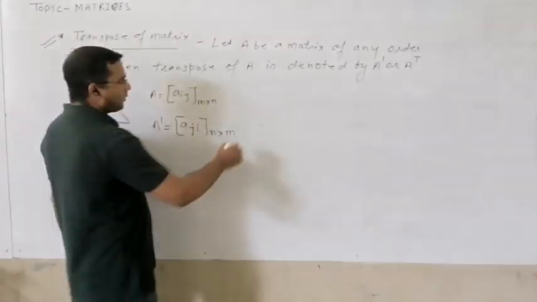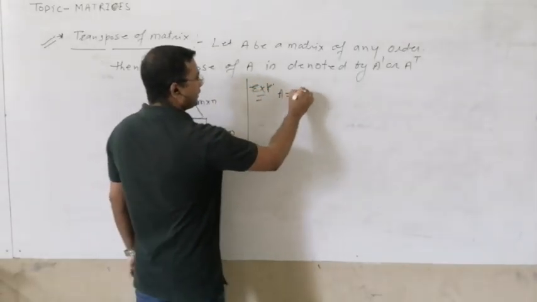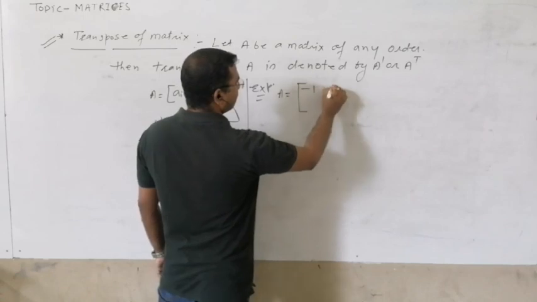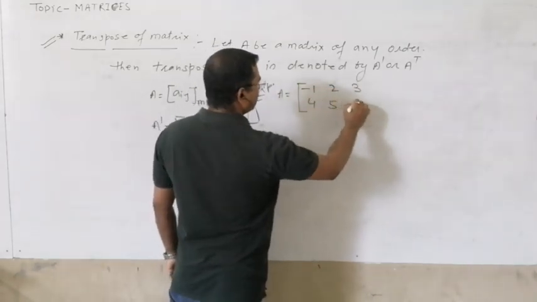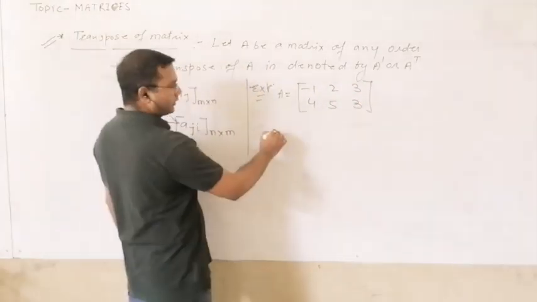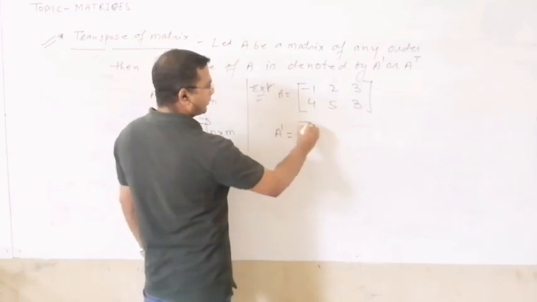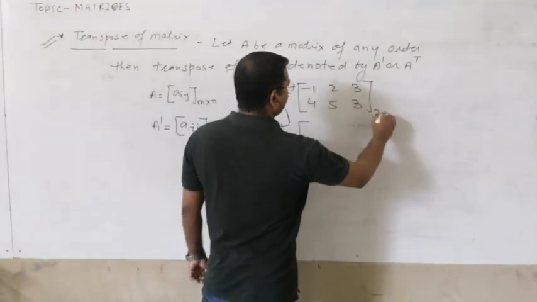With the help of an example also we can understand. Suppose there is a matrix -1, 2, 3 and 4, 5, 3. We want to find out the transpose of this. Then A transpose we can calculate. Right now the order of this matrix is 2 by 3.